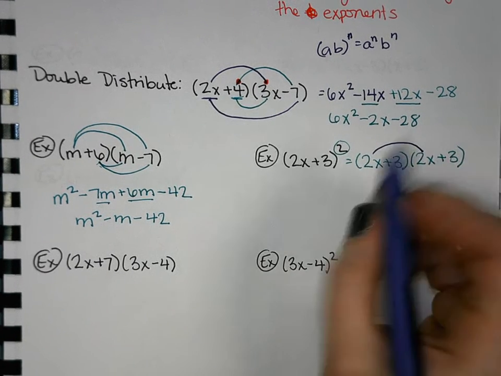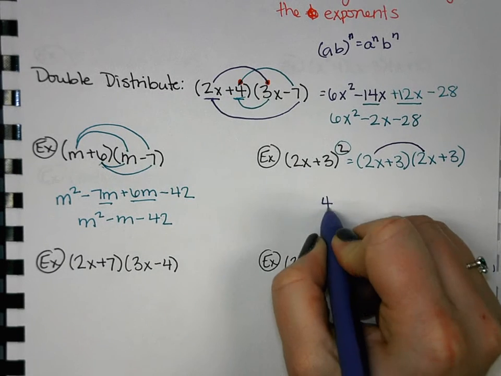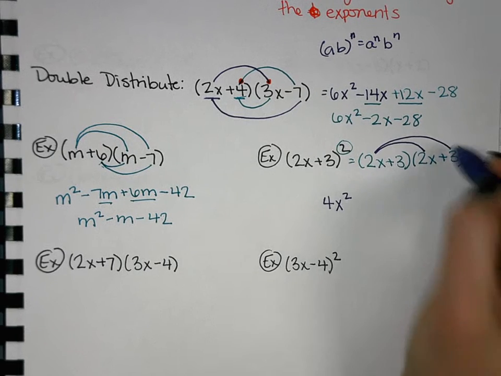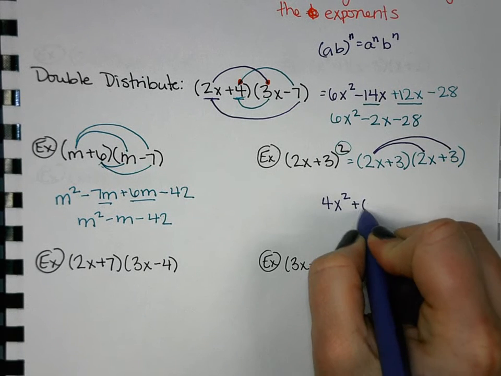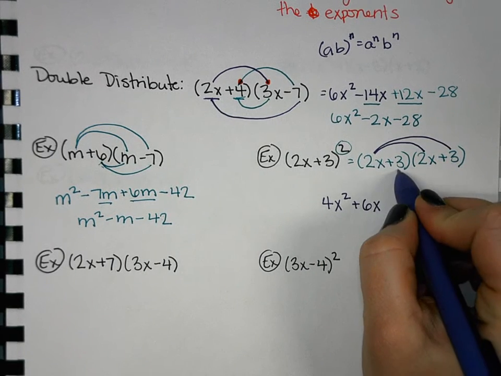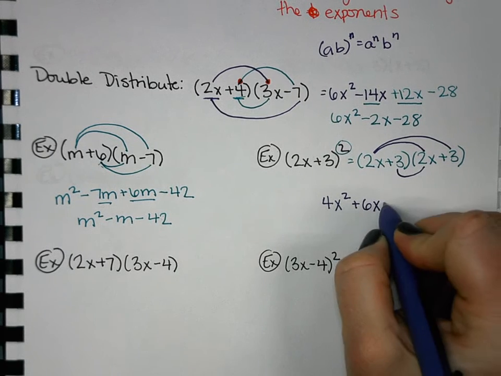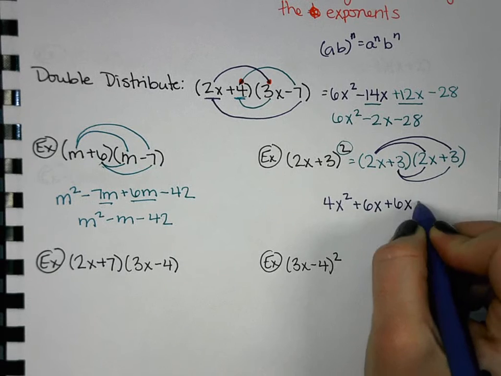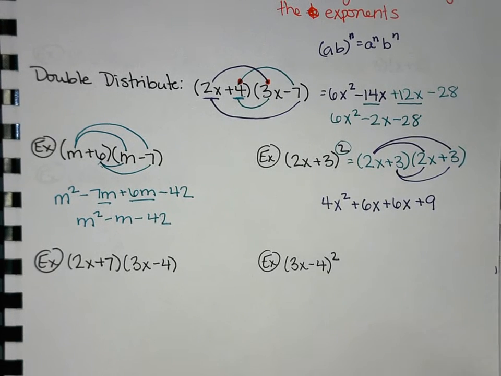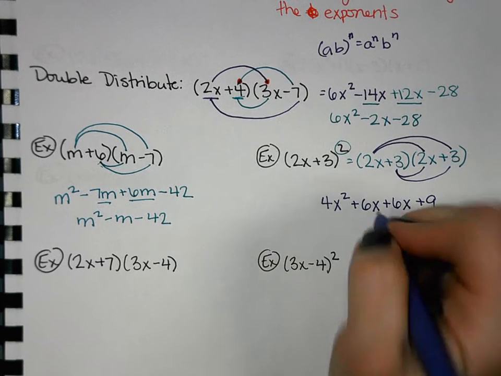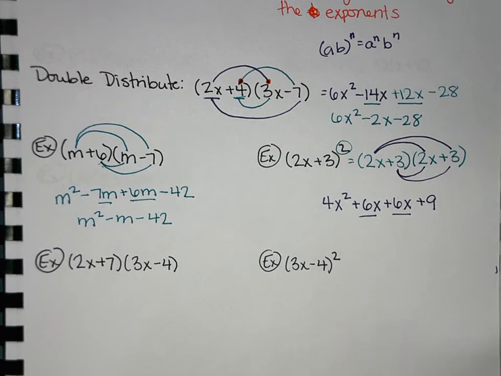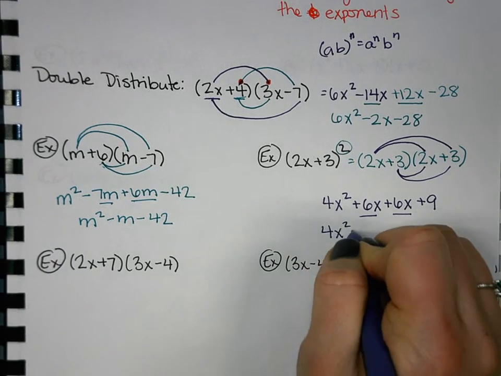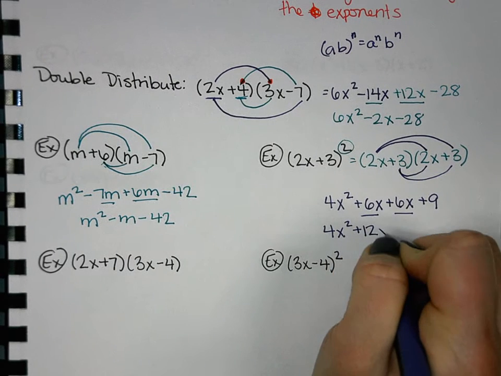So then from here we can do our double distribute. 2x times 2x, 4x squared. 2x times 3, 6x. 3 times 2x, 6x, and 3 times 3, 9. Combine any like terms that you have, and 4x squared plus 12x plus 9.